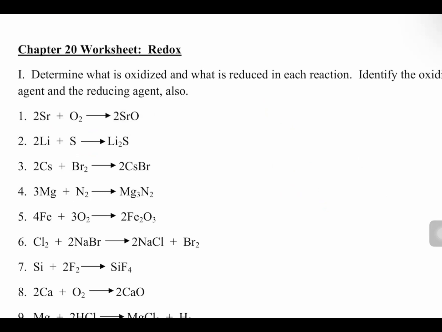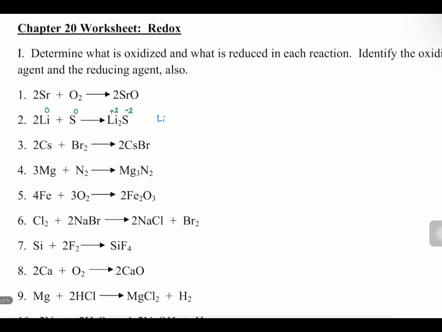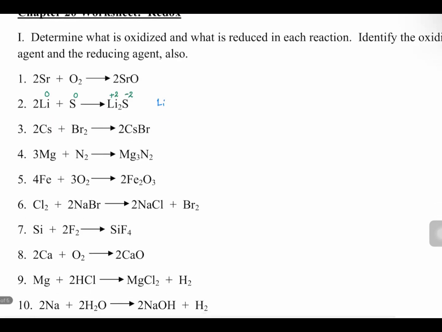Are you getting my point? Yes? Yes or no? Hello? Yes. Okay, good. So in this way, you can tell which species is reduced and which is oxidized. Okay, so this is important. And then see the third question.